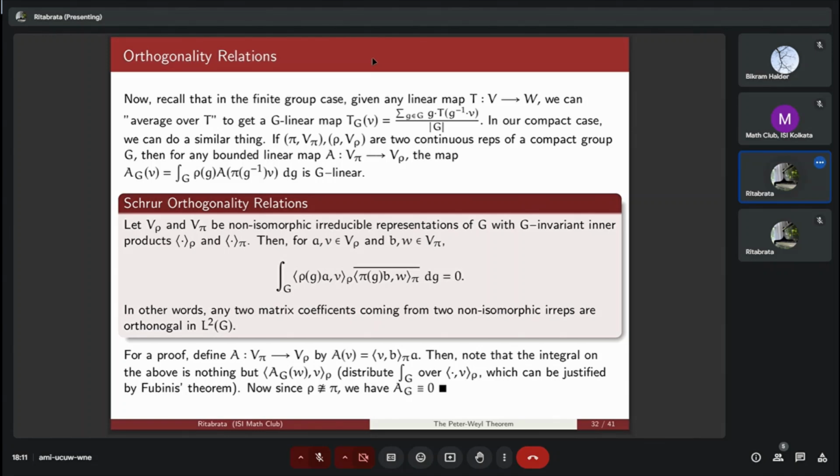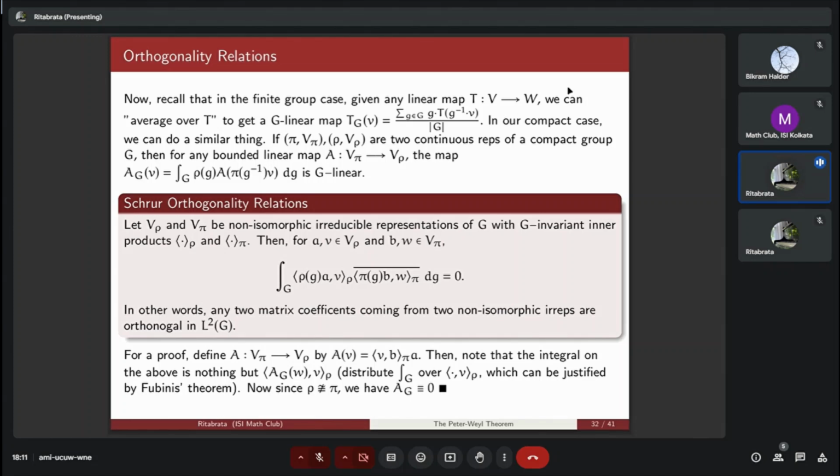Given any linear map T from V to W, we can average over G to get a G-linear map T_G, as we did before. That's treating our Hom(V,W) as a vector space and taking the averaging map to its fixed subspace. This is our G-linear map T_G.